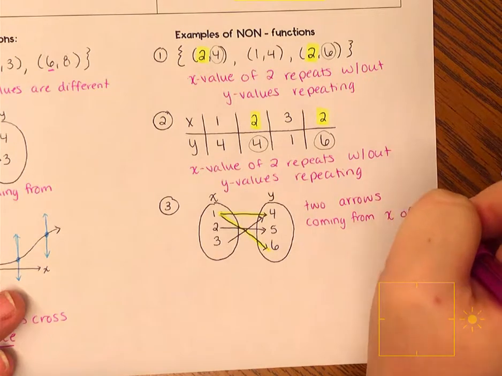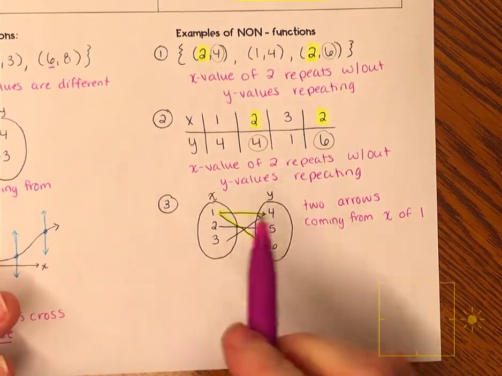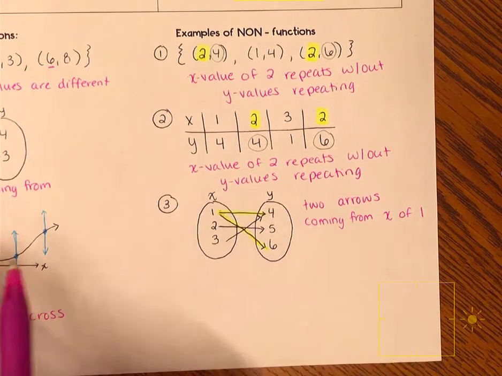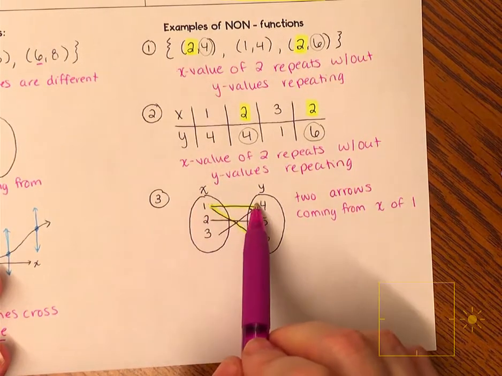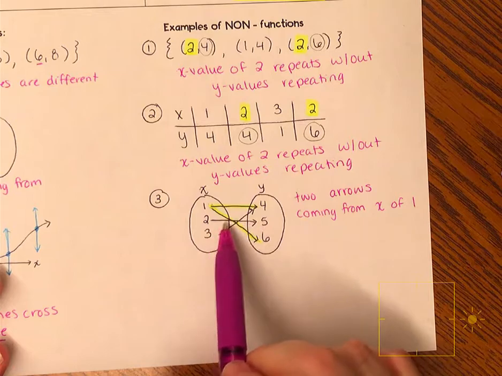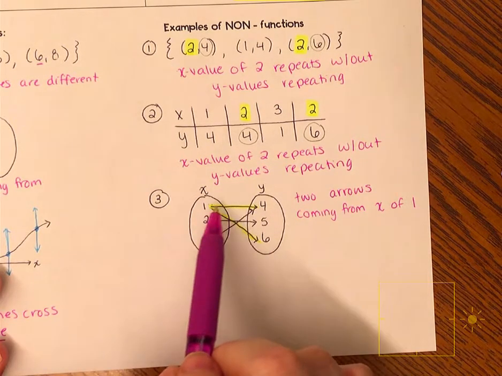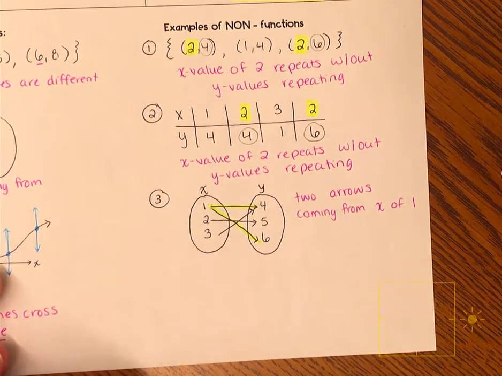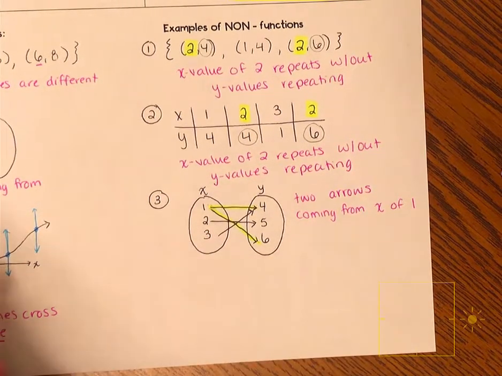So the x value of 1 has 2 arrows, which means a mapping diagram is another way of writing coordinates. This would be (1, 4) and (1, 6), (2, 5), (3, 4). So for the (1, 4) and the (1, 6), the x value repeats, but the y value does not. This is why this is not a function.